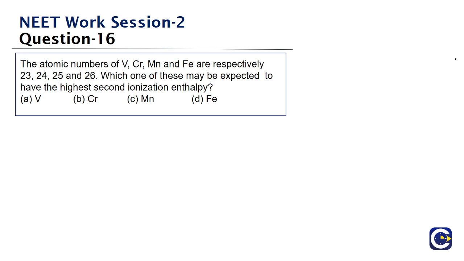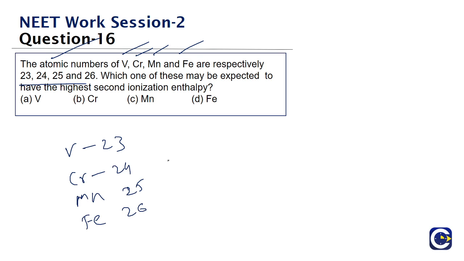Next we have another question which is based on ionization enthalpy only, but this is not about quantitative estimation, this is a qualitative analysis. Look at this. The atomic numbers of vanadium, chromium, manganese, iron are given, thankfully. Vanadium is 23. Then chromium is 24. Of course some of them we even remember. Then manganese is 25. Then iron is 26. Okay, so these are the values.